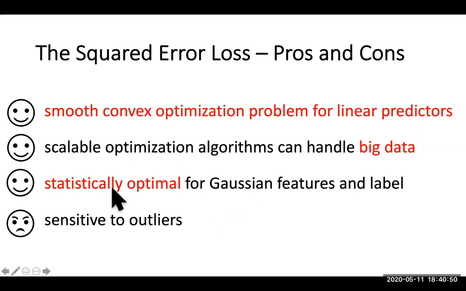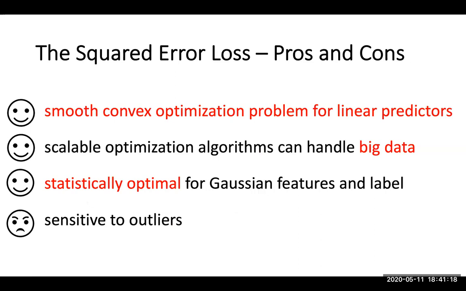Okay, it has a nice interpretation: it is statistically optimal for Gaussian features. So this squared error loss can be interpreted as a likelihood function or probability density for Gaussian features and labels. So it can be interpreted as a statistically optimal method, which is also nice. So it's somewhat optimal under certain assumptions.